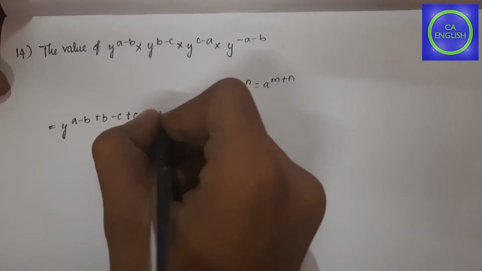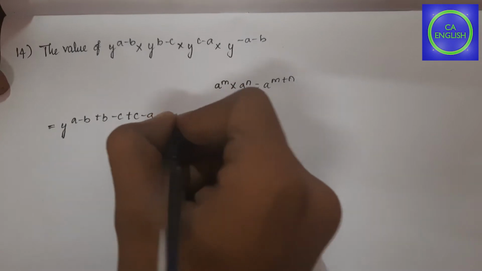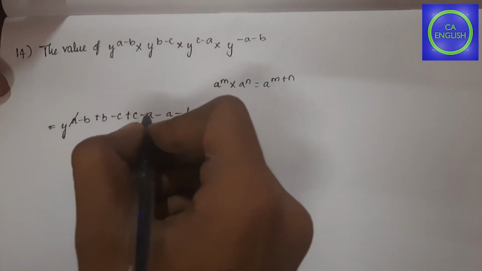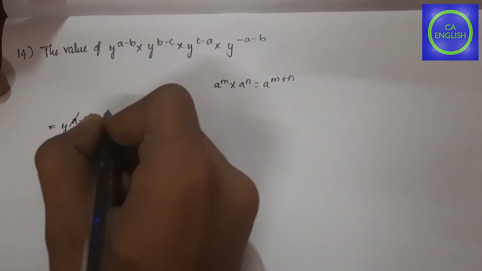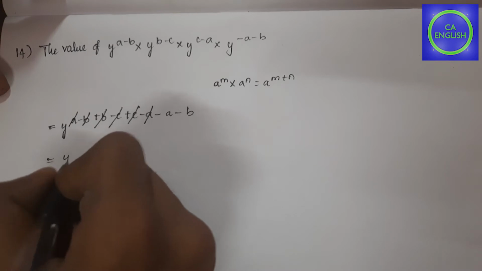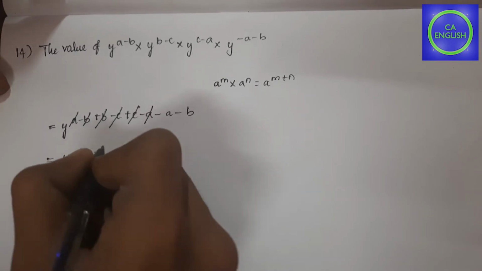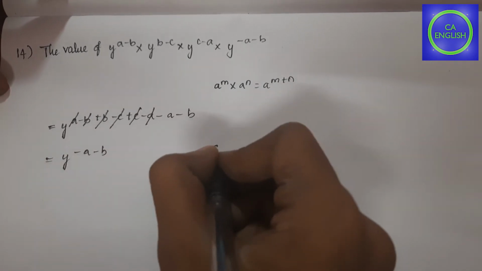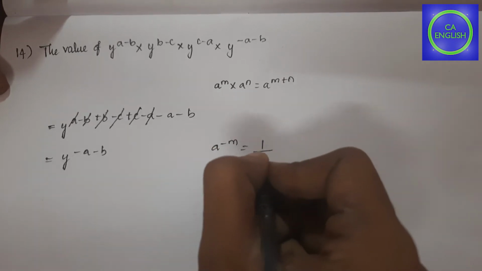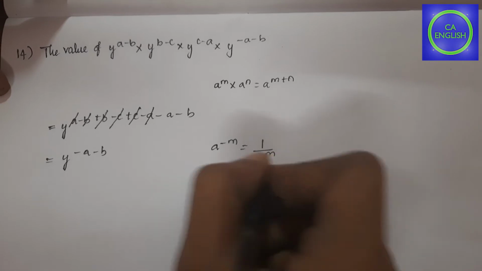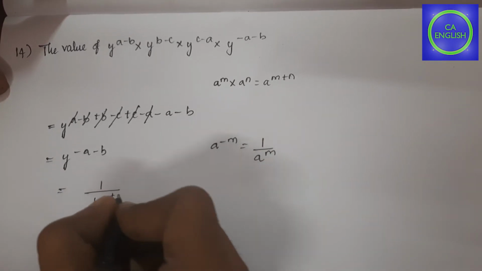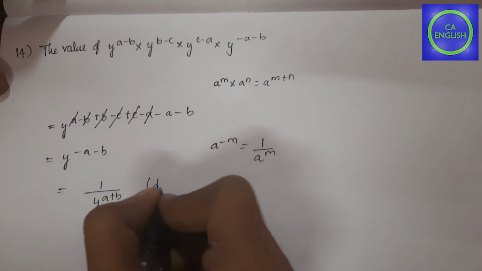Already there is a minus. Minus into plus is minus, so minus a plus b. Just cancel what we are able to cancel: plus a, plus b, minus c, plus c. And the balance is y power minus (a minus b). Here now we are going to use another law. a power minus m can be written as 1 divided by a power m. Just write like that, 1 divided by y power (a plus b), and the option is D.